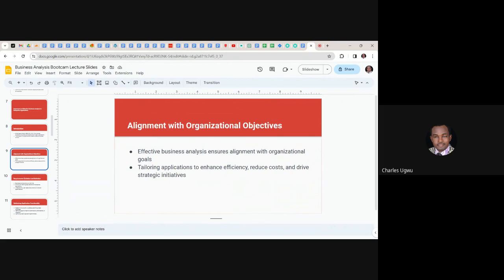Because if everything is automated, immediately the IT team will just receive the request and provision a laptop and a mobile phone for the new starter, and the new starter will start work immediately. So that is how enterprise application enhances efficiency, reduces cost, and drives strategic initiative. But it's the business analyst. That is how business analysis comes in. All this magic is being performed by business analysts via business analysis.